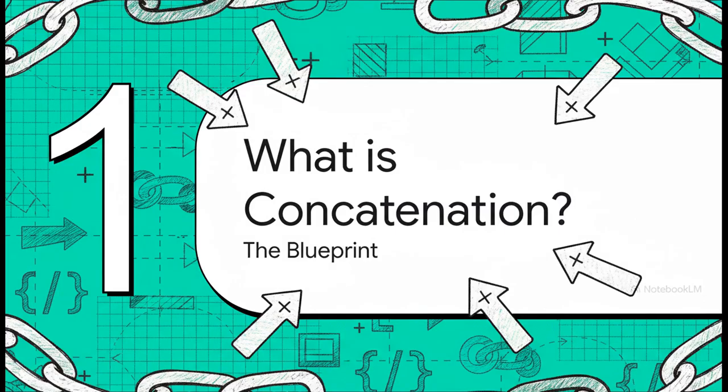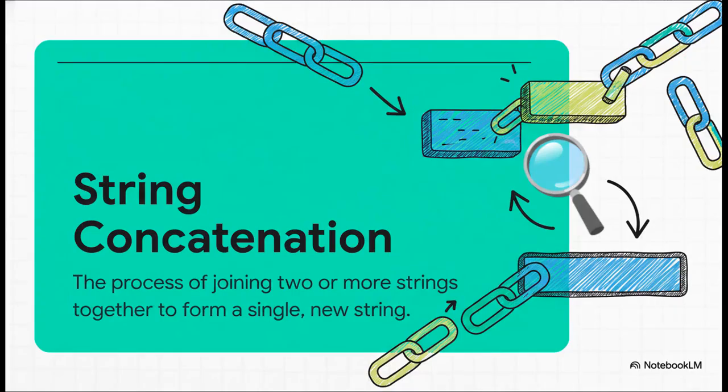But before we start grabbing tools from our kit, we need to understand the blueprint. We have to know what we're actually building. So, what exactly is string concatenation? At its heart, it's really simple. String concatenation is just the process of linking strings together, end to end. I like to think of it like connecting links in a chain. You take all these individual pieces and you just join them up to create one longer, continuous piece of text.